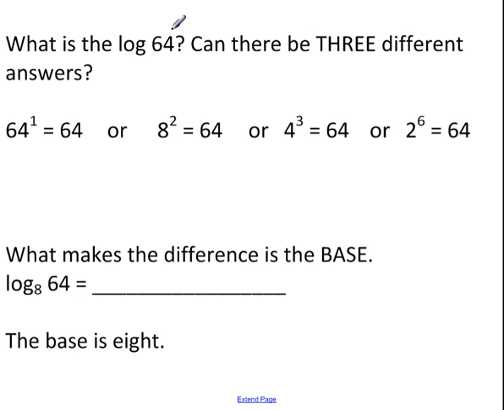64 is even crazier. If you look at that table, we got 64 to the first power, 8 squared, 4 cubed, 2 to the sixth. All those make different ways to get to the 64. So we're going to put our base in here, and that means we're saying 8 to what power makes the 64. We're looking at this situation, and that's going to be 2.